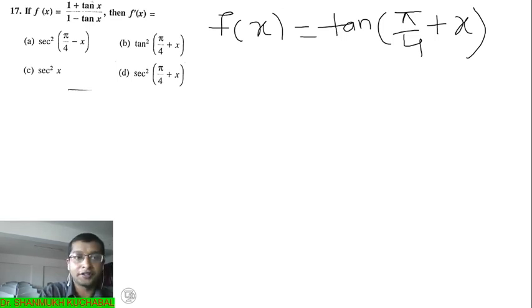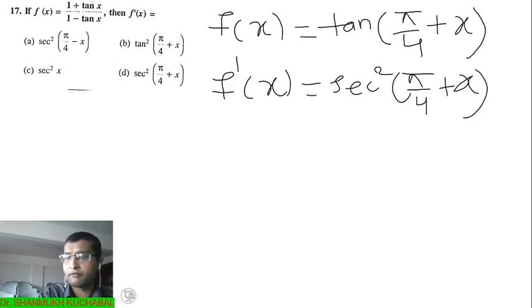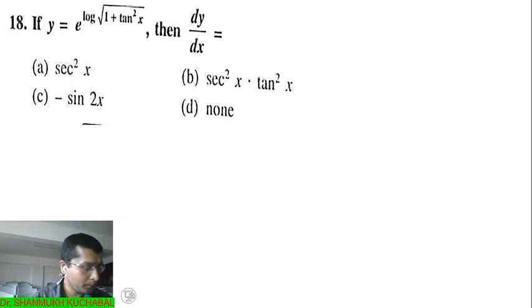Further we differentiate this one. So f of x differentiation is what? It is f dash of x. So tan differentiation is sec square of pi by 4 plus x. So pi by 4 plus x differentiation is 1. Okay. So option D is the right answer, because it is sec square of pi by 4 plus x. Right.